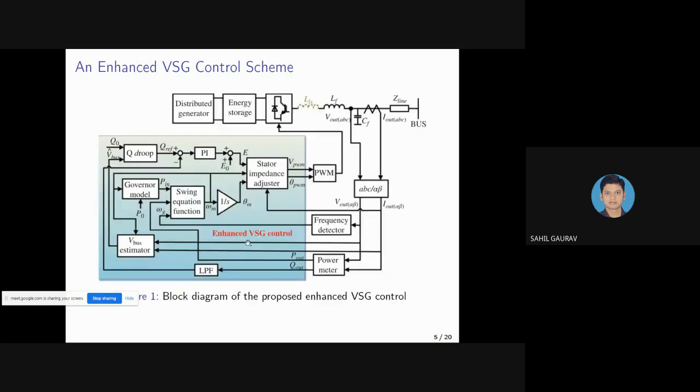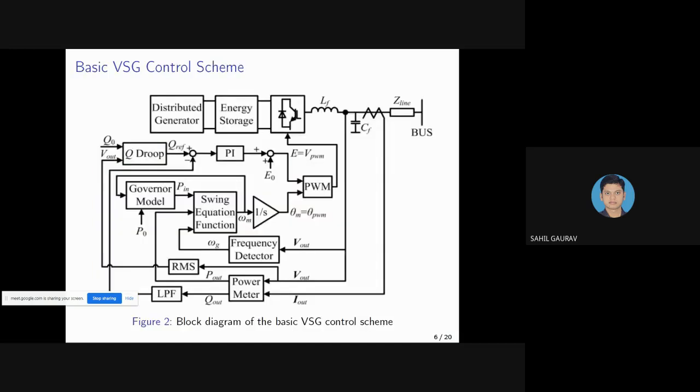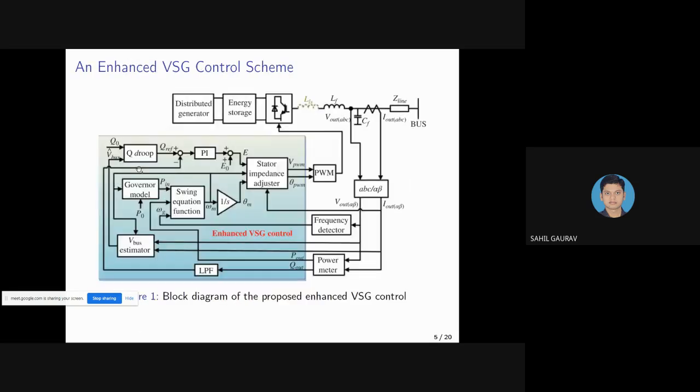So if we look carefully at both block diagrams, in the basic VSG control we are giving the measured output voltage, V out, directly to the Q droop block. But in the enhanced VSG controller scheme, we are not giving the measured output voltage directly to the Q droop. Here we are giving the estimated bus voltage to the Q droop block.